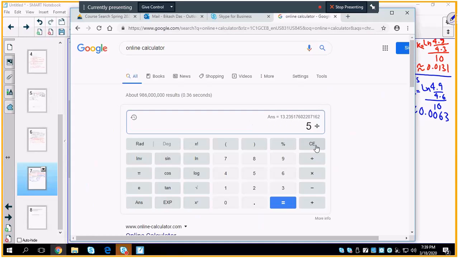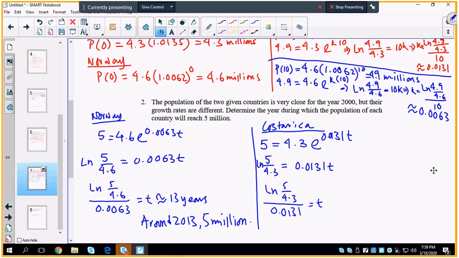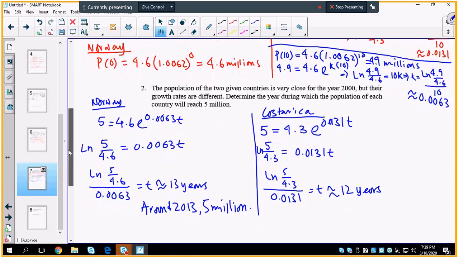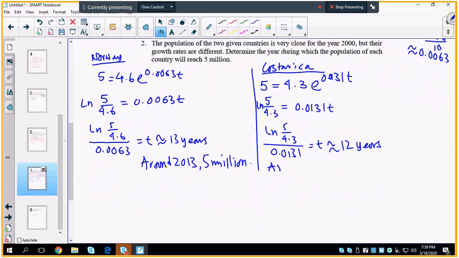5 divided by 4.3, take the natural log of this number, and then divide by 0.0131, that's the growth rate of Costa Rica, and round to the nearest whole number, so that will be around 12 years. So it's pretty close. So t is around 12 years, and what I get from this one is that around 2012 in Costa Rica, the population will be 5 million. Answers my question.